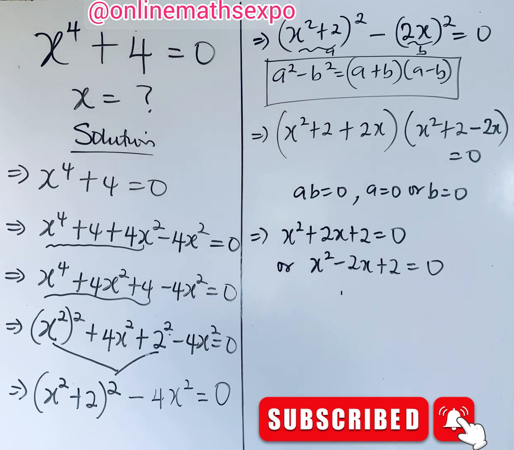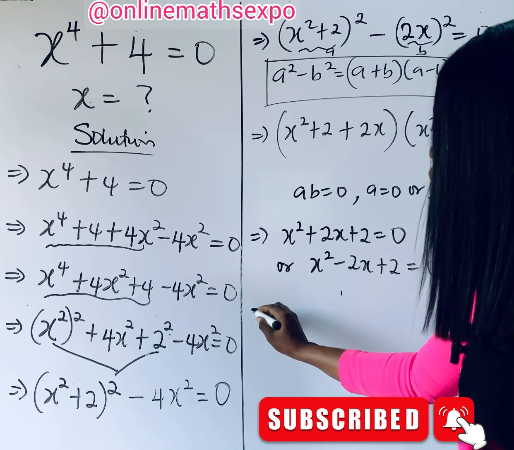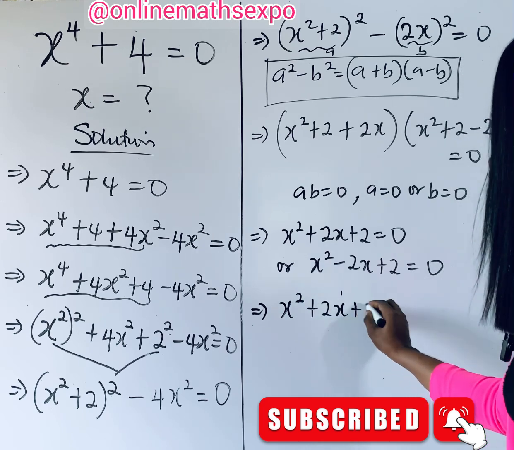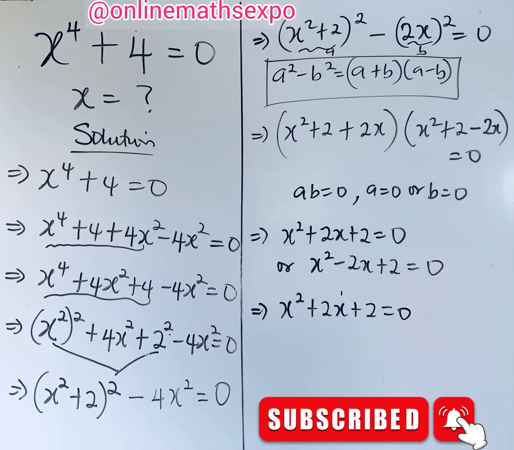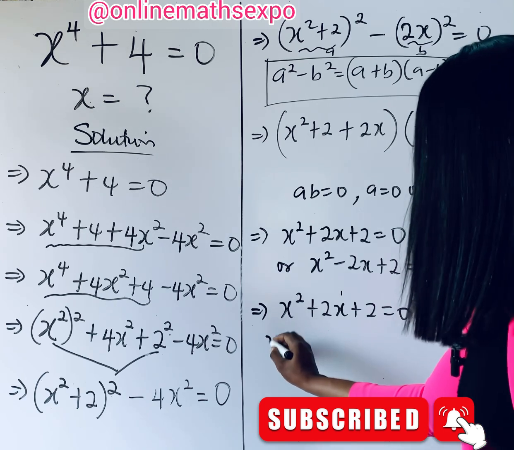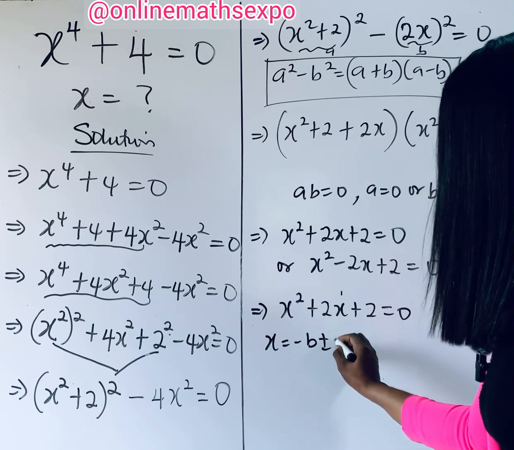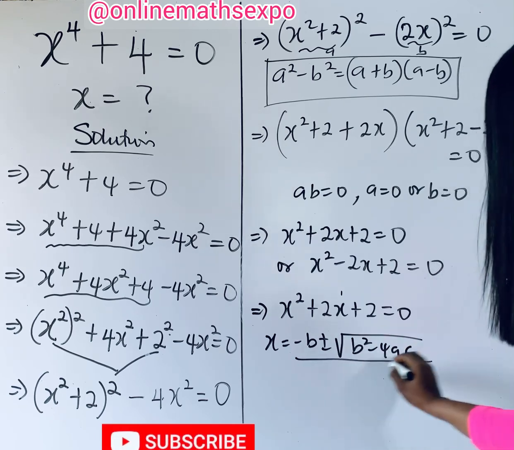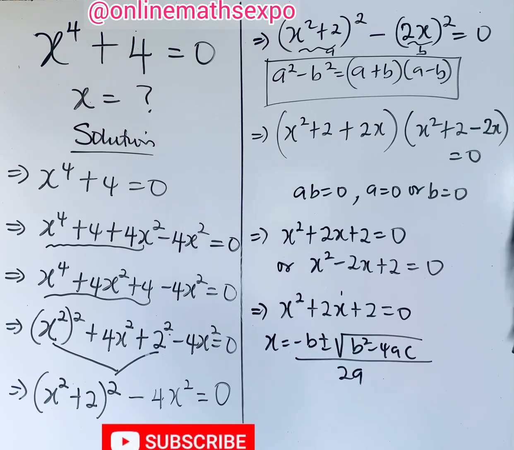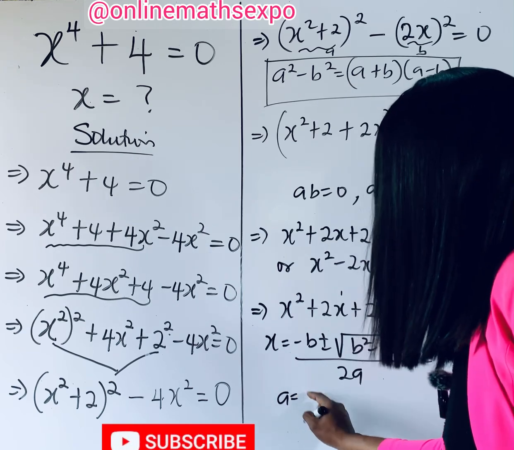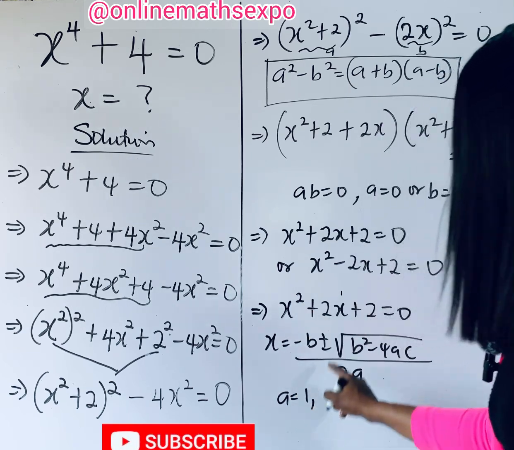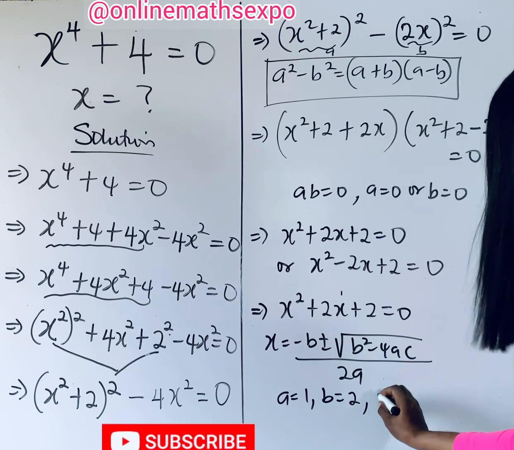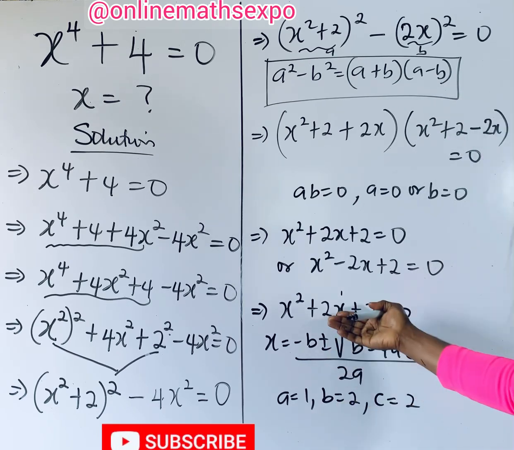Did you see that? So let's solve the first one. We are going to have x squared plus 2x plus 2 is equal to 0. We are using our formula method. x is equal to negative b plus or minus square root of b squared minus 4ac, divided by 2a. So here our a is the coefficient of x squared, which is 1. Our b is the coefficient of x, and our c is the constant. So plug this into the formula.